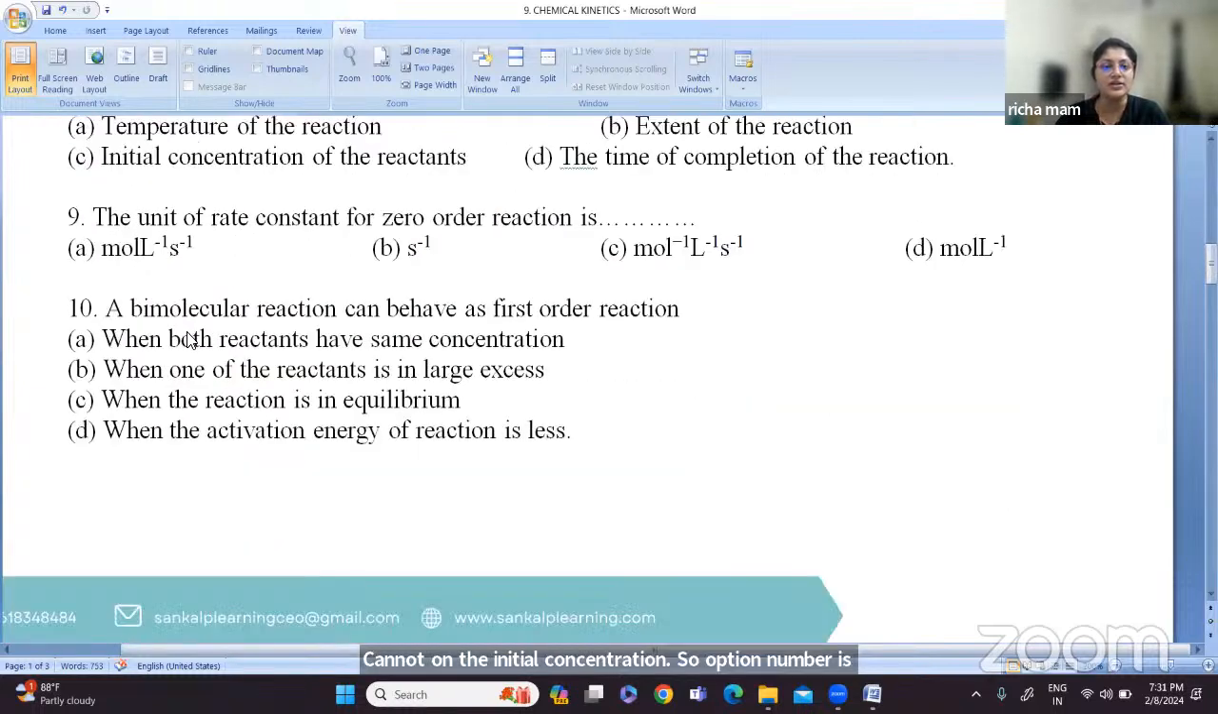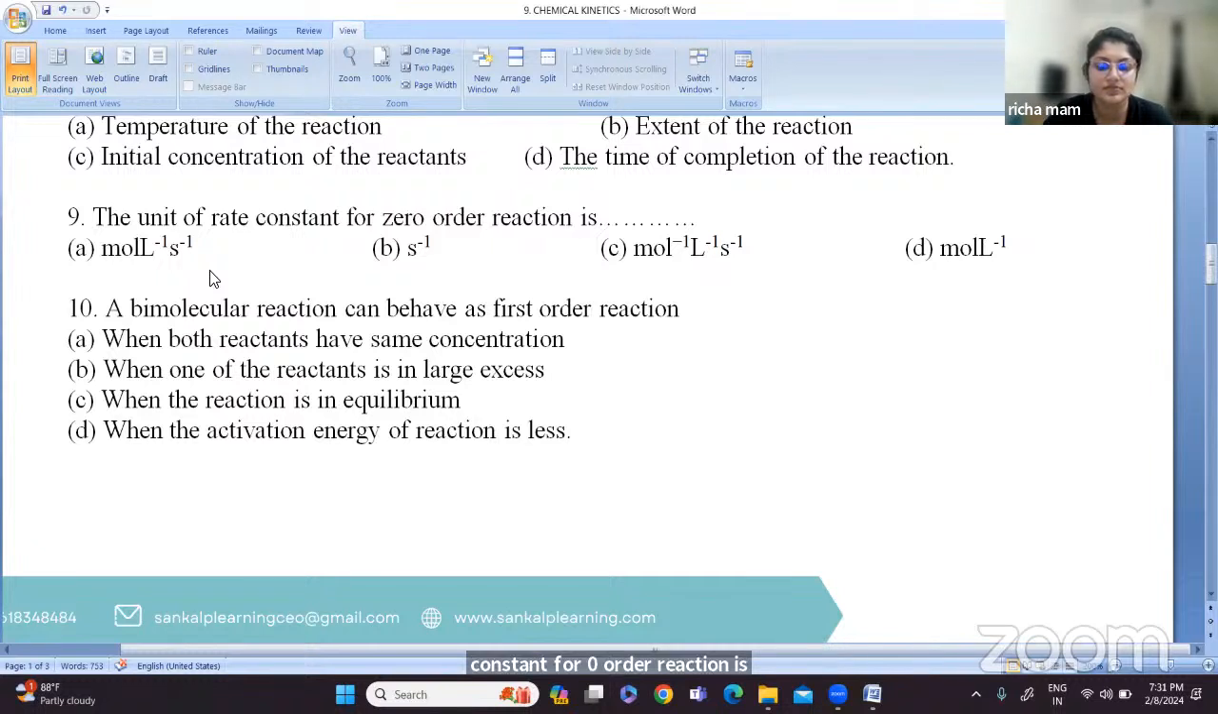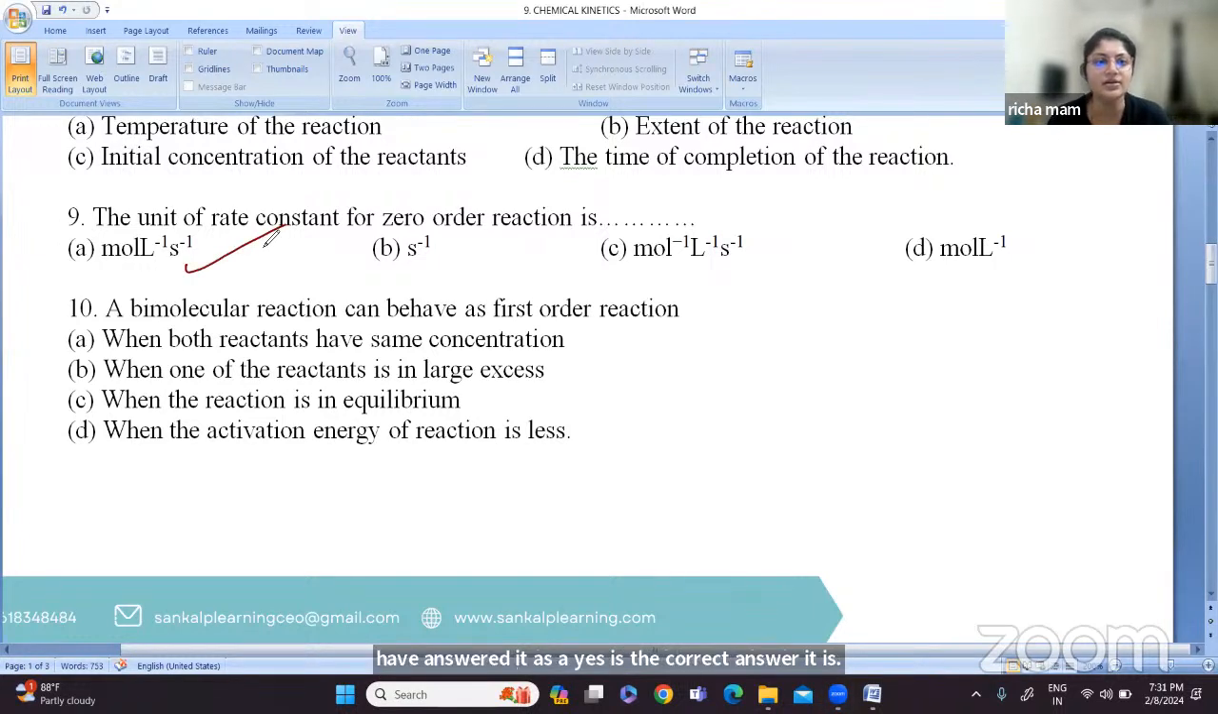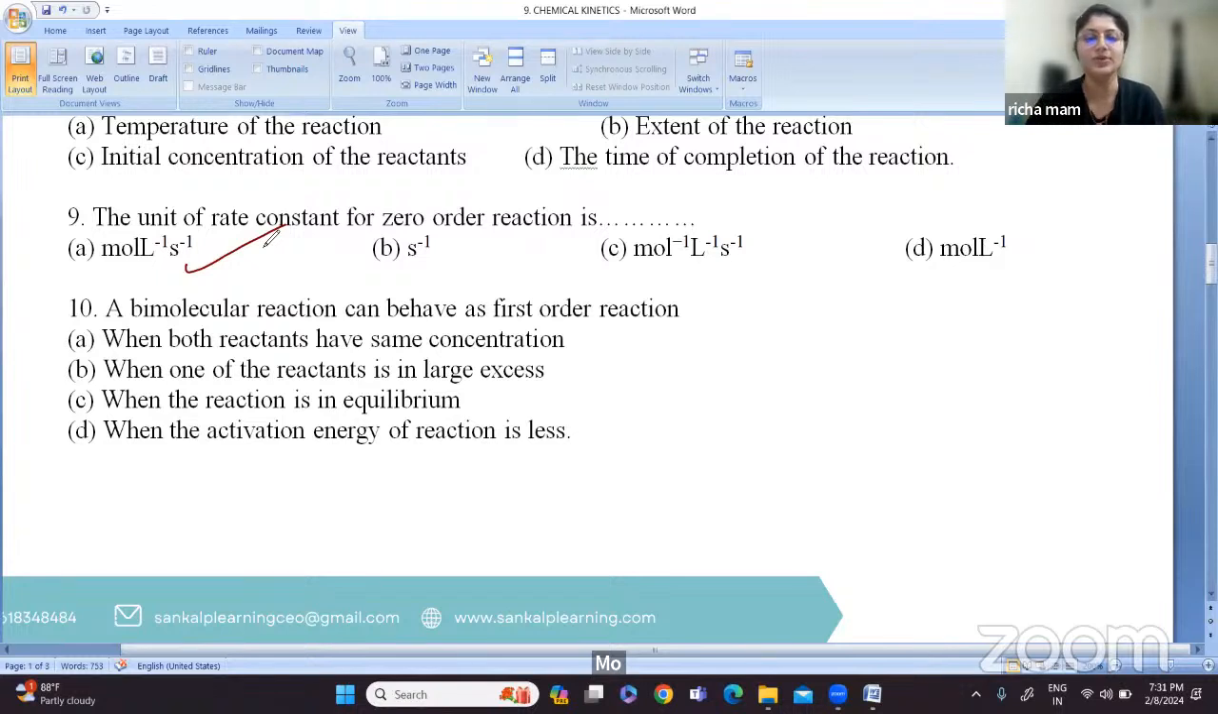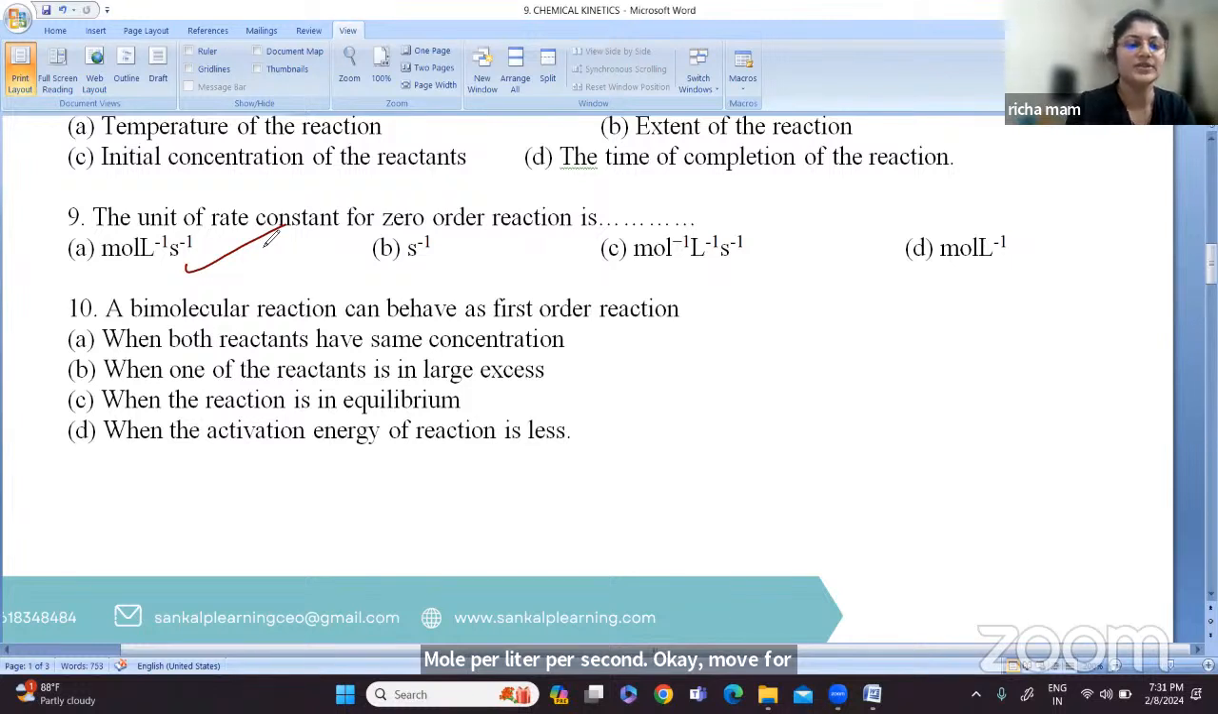Next one, the unit of the rate constant for a zero order reaction is. Usha, Dhanush, AK, Sushmita, Vedvati have answered it as A. Yes, A is the correct answer. It is mole per liter per second. Yes, it is the right answer. So mole per liter per second is the correct answer. Okay, next question.